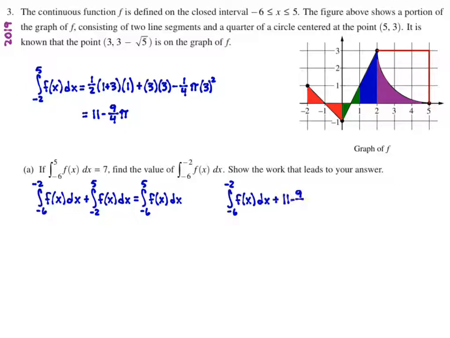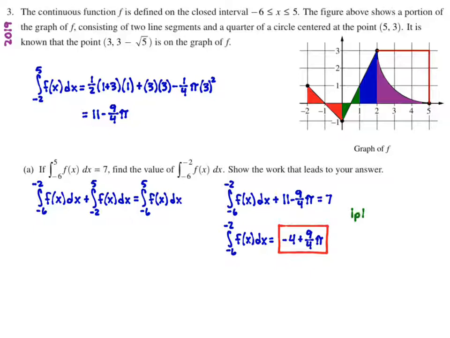And then from there, we can just solve for the integral expression. So we're looking for the integral from -6 to -2. So we're going to subtract 11 and add 9 over 4 pi to both sides. And so we end up with -4 plus 9 over 4 pi as our final answer.